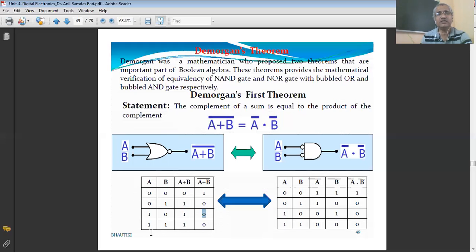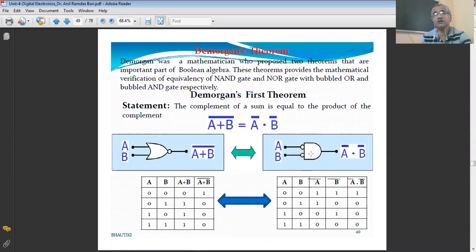Now see the last condition. A is 1, B is 1. So 1 plus 1, we know in OR operation, 1 plus 1 is 1. Therefore its complement is 0. Therefore the output of this NOR gate, (A plus B) complement, is 1 0 0 0.